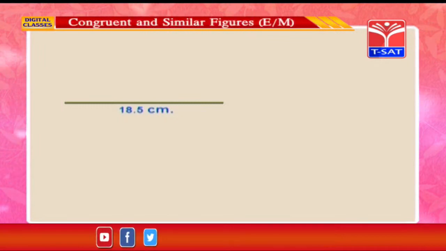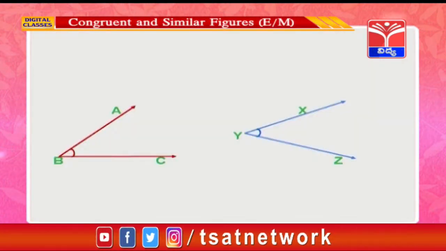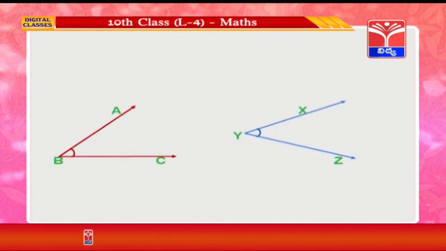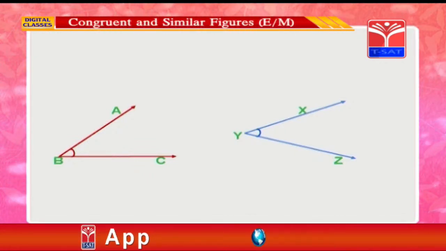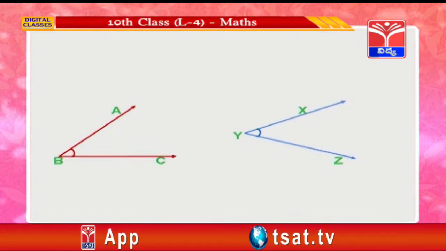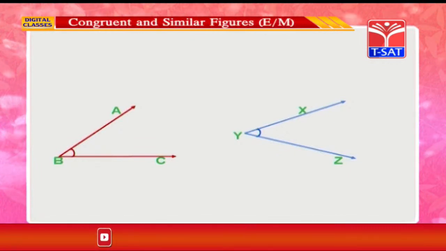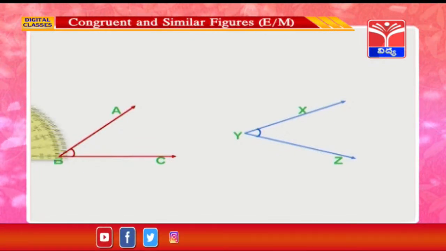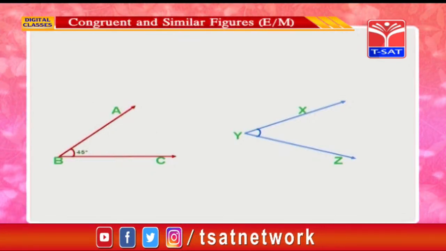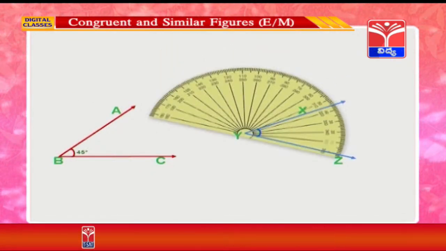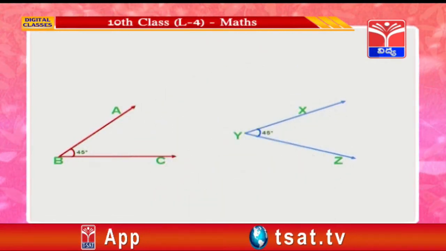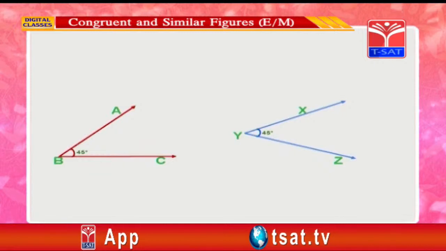Now, let us observe these two angles. You can observe angle ABC and angle XYZ on the screen. The orientation of these angles is not the same. You can observe. Let us try to measure these angles. Angle ABC is 45 degrees and angle XYZ is also 45 degrees. So, these two angles have the same measure.